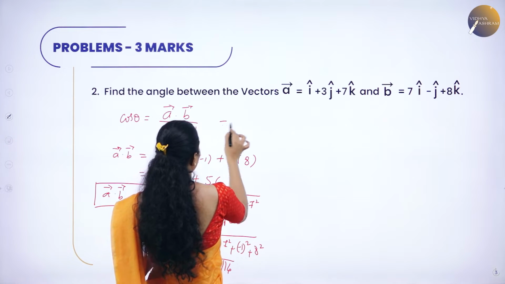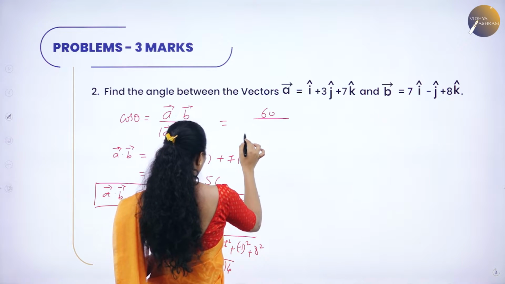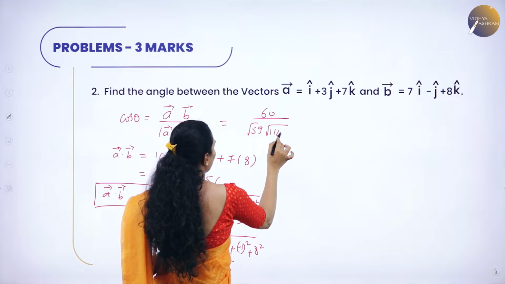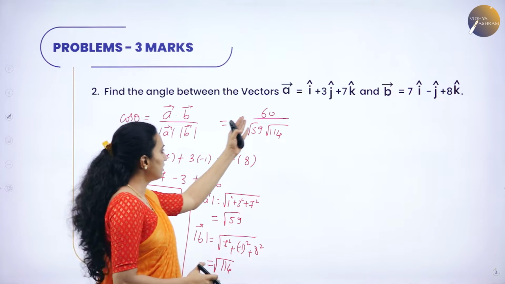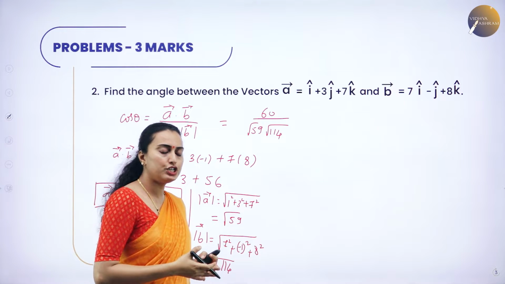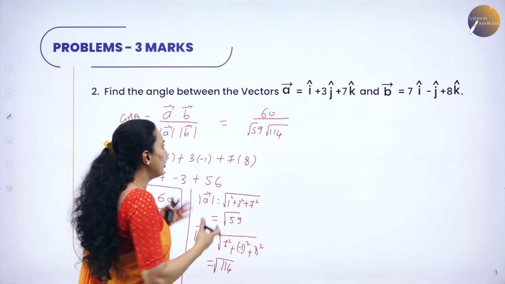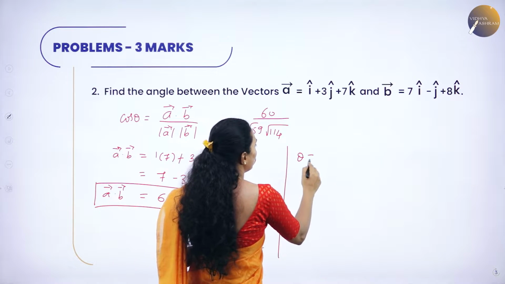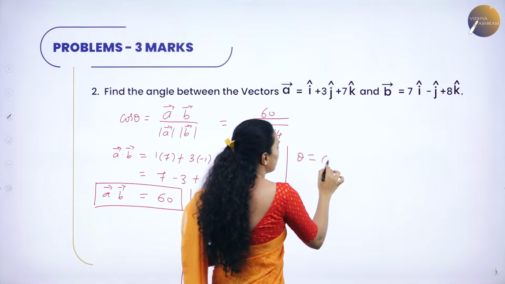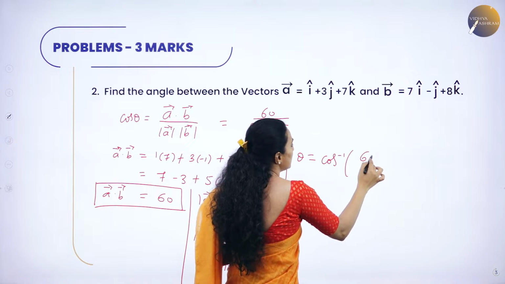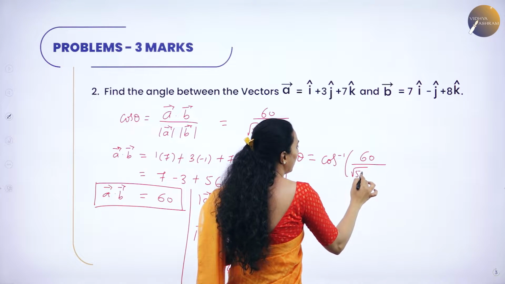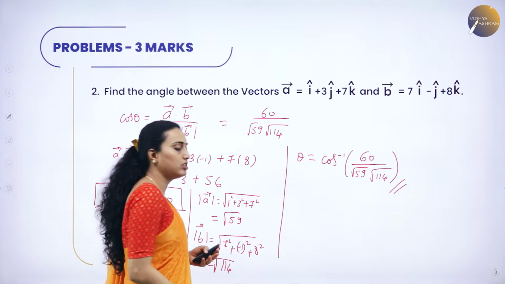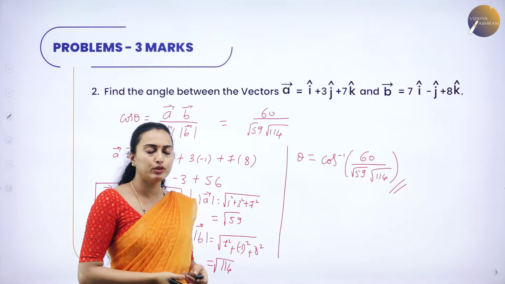Now substitute here, what are you going to get? 60 divided by root 59 into root 114. Correct? So cos theta is 60 divided by under the root 59 into root 114. If you want you can simplify, otherwise you can keep it as it is. This is cos theta, but theta will be equal to cos inverse of 60 divided by root 59 into root 114. And this is your answer for this question, dears. I hope you understood all these steps.